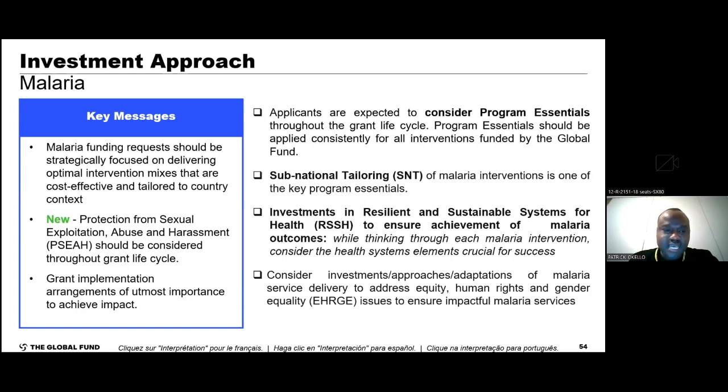What's new is the protection from sexual exploitation and abuse and harassment, which is cutting across the entire grant life cycle. And as PRs, I believe there will be sessions on this for all of you. But also, in the past, we thought there were no gender or human rights issues, but now we know some of these are really touching many of our environments. And this is something that we will describe a little bit more in the information note. Next slide.